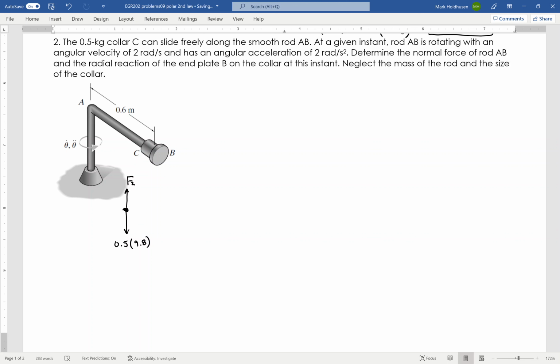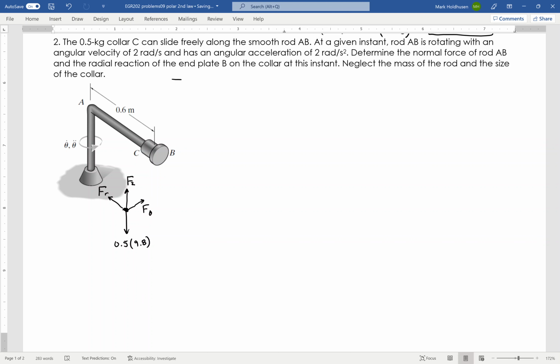Okay. And I know my radius out is 0.6, right? So I've got that end plate pushing back on it. That's going to be in this direction. That's going to be my radial force R, right, back towards the center. And then, as this guy rotates, I'll have a force in the transverse direction, theta, given by that. So that's my free body diagram as I go through this.